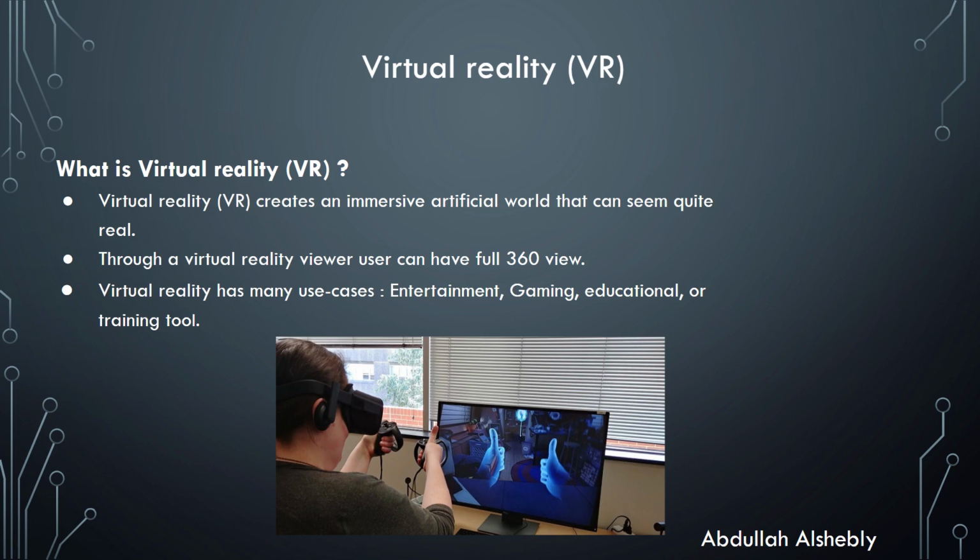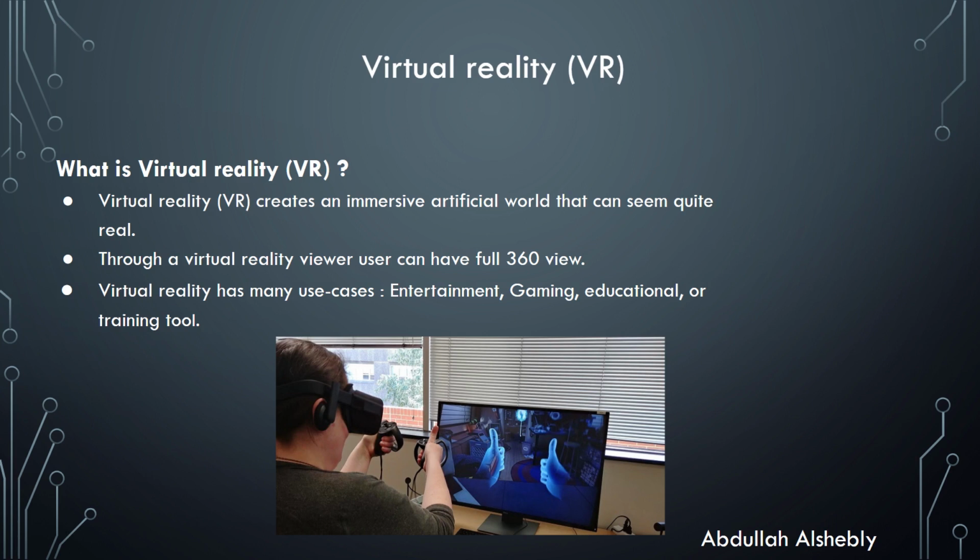So, first, what is virtual reality? Well, virtual reality (VR) refers to a computer generated simulation in which a person can interact within an artificial three-dimensional environment using electronic devices such as special goggles with a screen or gloves fitted with sensors. In this simulated artificial environment, the user is able to have a realistic feeling experience. So, virtual reality creates an immersive artificial world that can seem quite real via the use of technology.